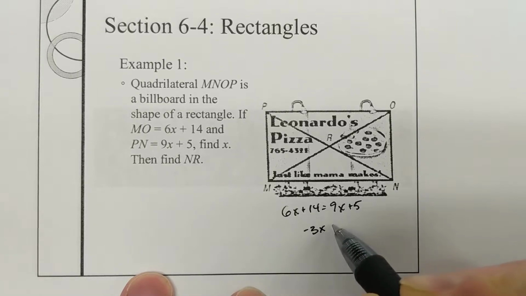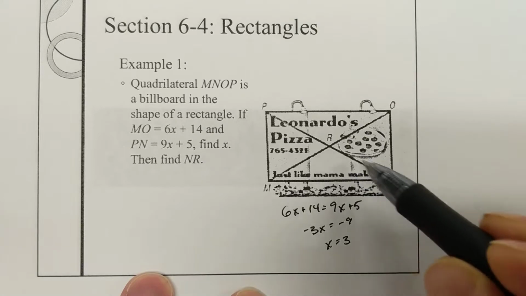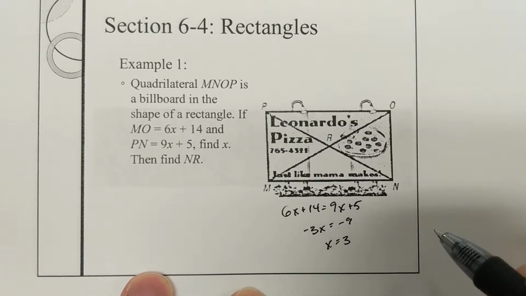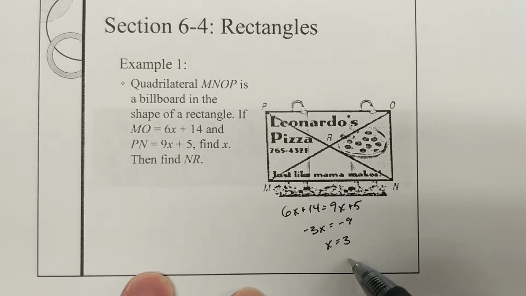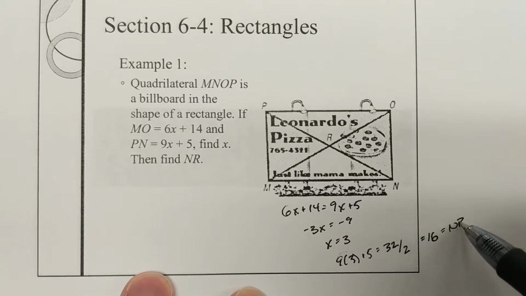So bring the x's to the left, move the numbers to the right. So x is 3. Now NR is only half a diagonal, so I have to find the length of NP first, and then I can find the length of half of that. So NP is going to be 9 times 3 plus 5, that's 27 plus 5, so that's 32. Divide by 2 to get half of it, which is 16. That is what NR is.